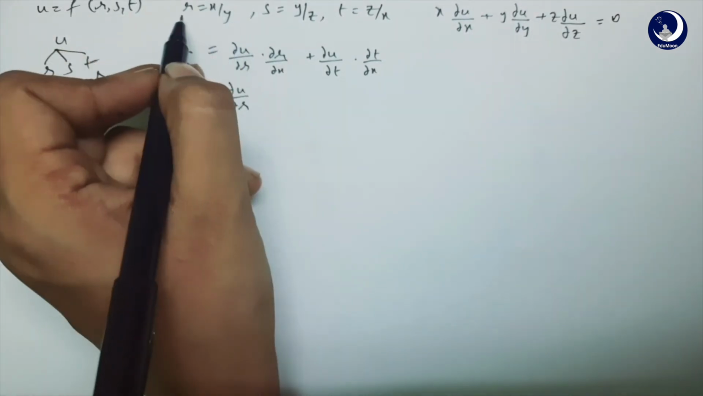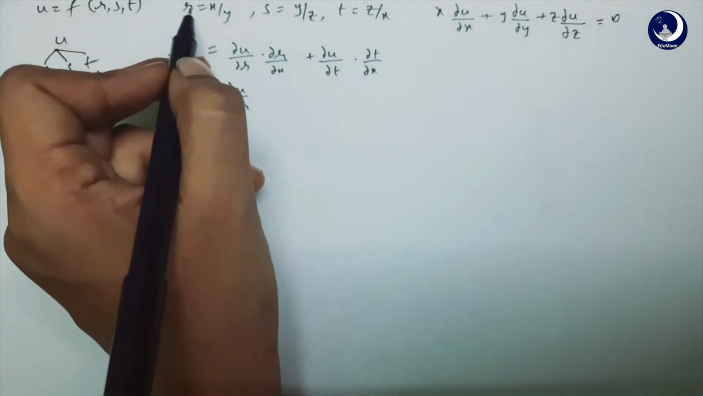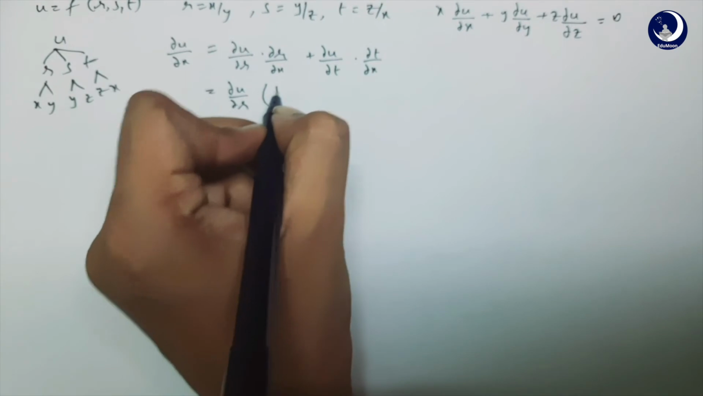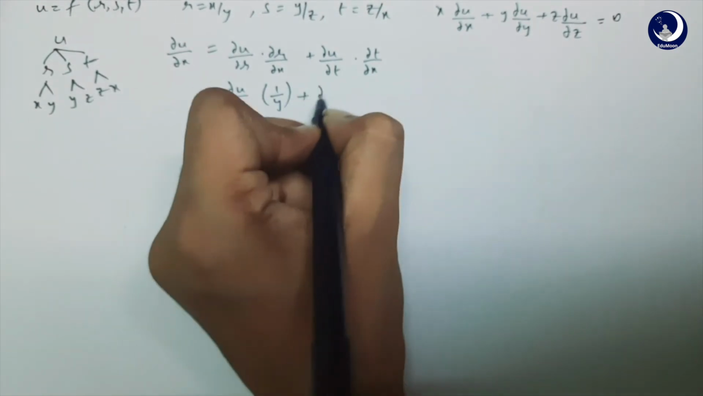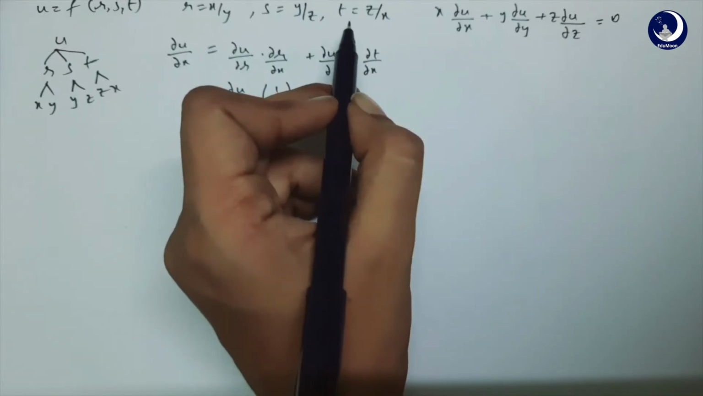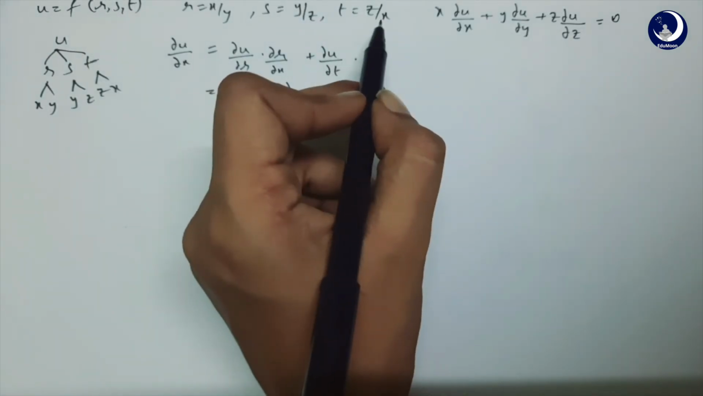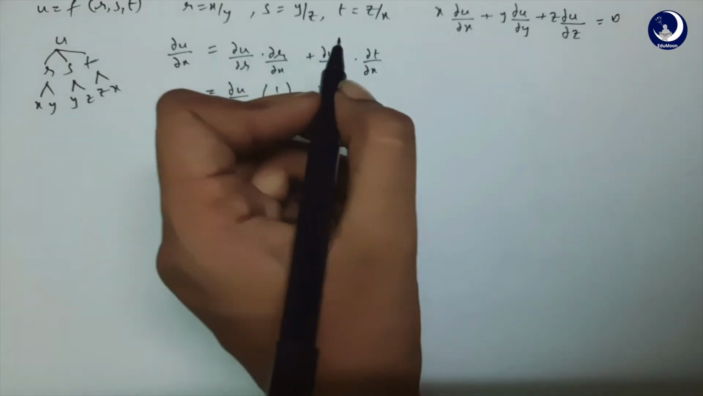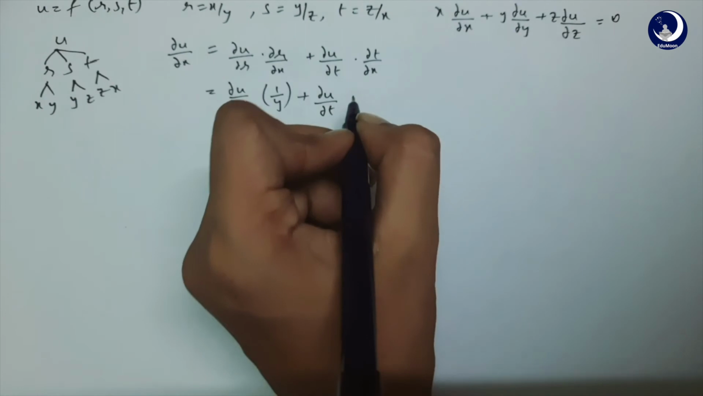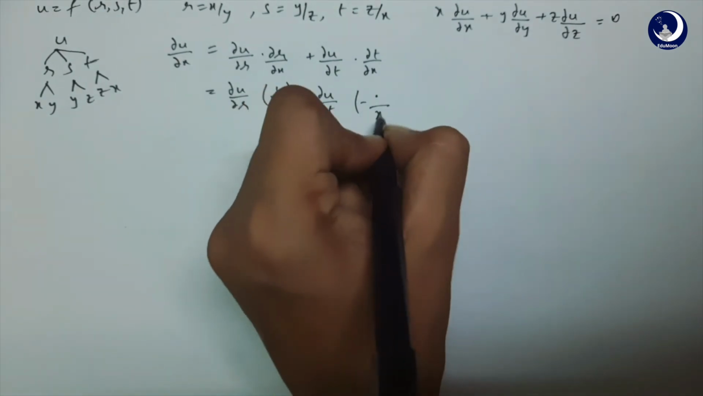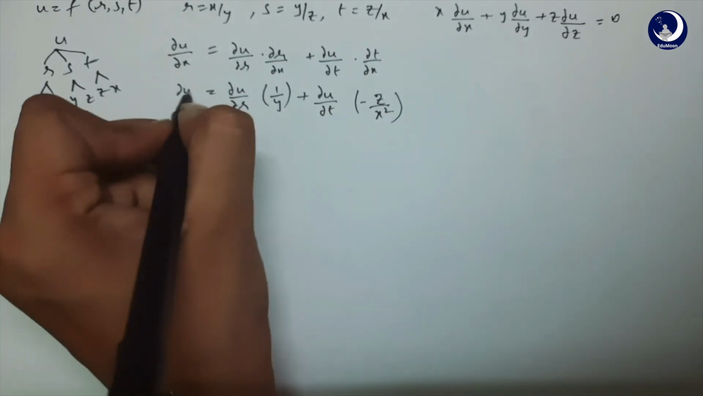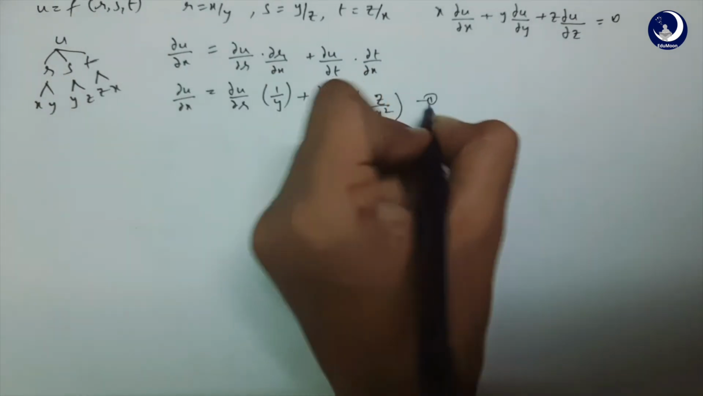Of this equation, if I'm partially differentiating it with respect to x, y is going to be constant. So we get 1 by y plus ∂u/∂t and ∂t/∂x. We are partially differentiating this equation with respect to x, so z is going to be constant. Derivative of 1 by x is minus 1 by x square, and z is a constant, so we write it over here. This is equation 1.